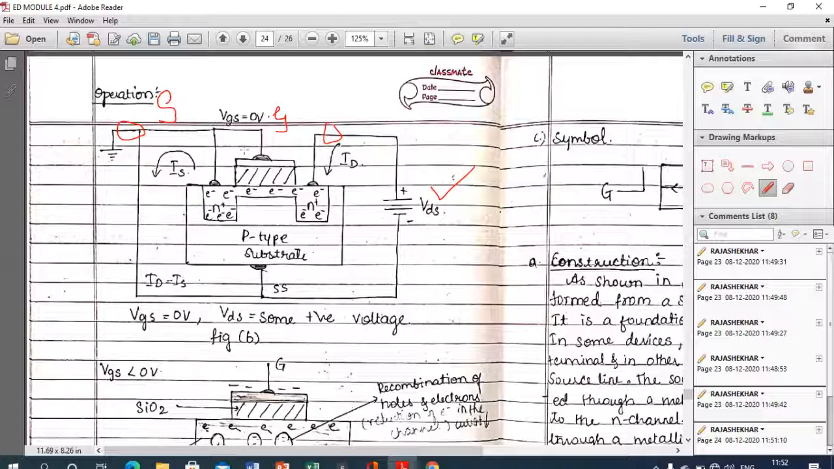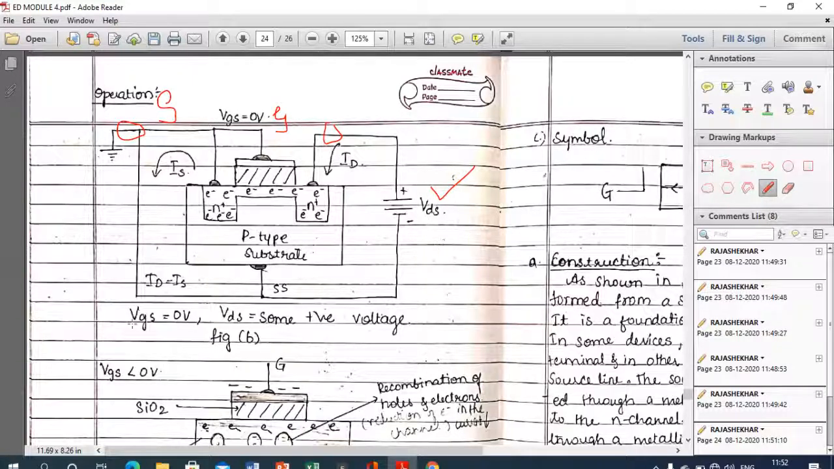Now from this I can say that the gate to source voltage is 0, because the gate is directly connected to the source just using a wire. So this is the condition which I am using right now to understand how it allows the flow of electrons and causes the current flow through the channel, okay.